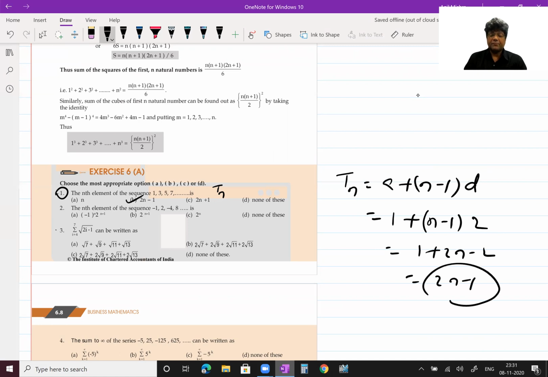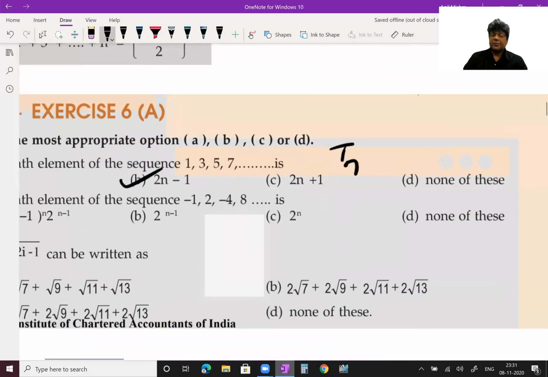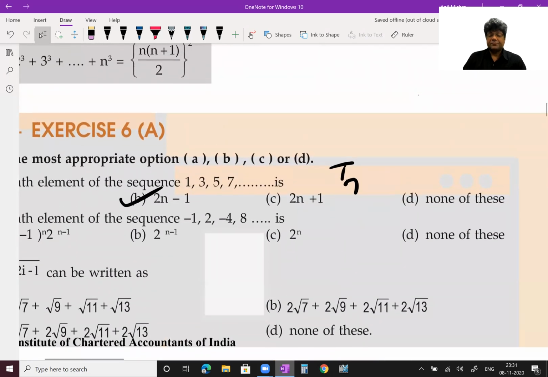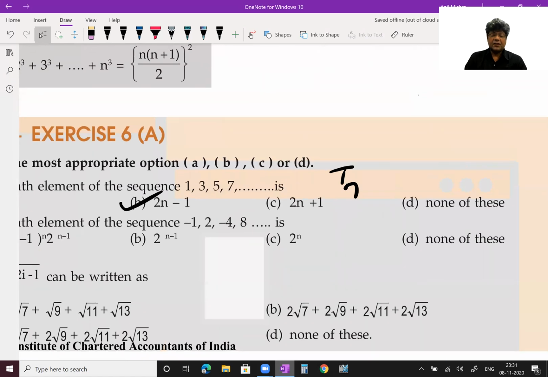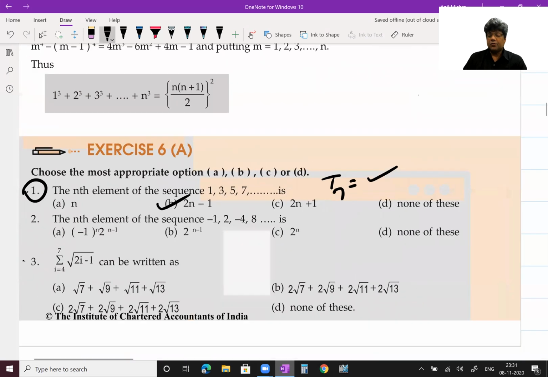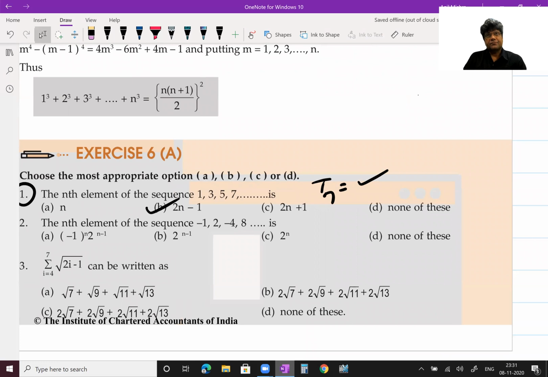Which option? B. But you know, I have taught you in a different style. The question has asked for an nth element, that means they are asking Tn. So I will go to the options. You put n is equal to 1. If you substitute n is equal to 1, it will be T1, and the question says T1 is 1. If I substitute n is equal to 2, I will get T2, and T2 is 3.